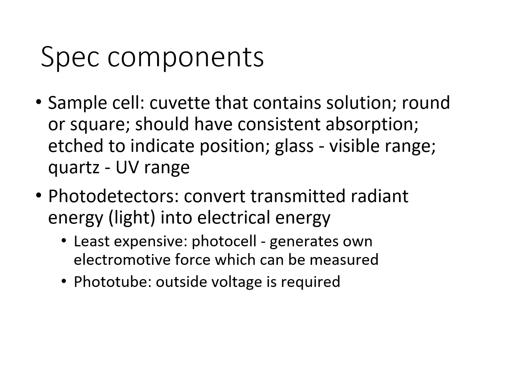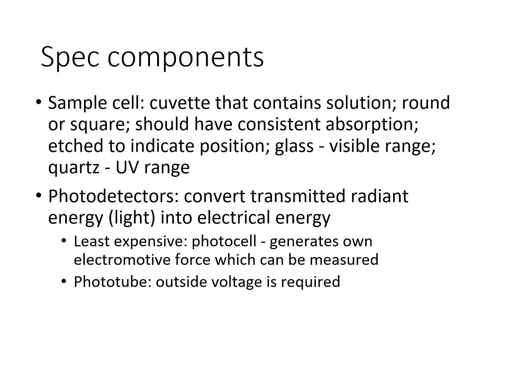All right, so sample cell and photodetectors in the spectrophotometer. The sample cell or the cuvette holds the solution that's being analyzed. It can be round or square in shape and must have a consistent absorption for accuracy. Often they are etched to mark a specific position for consistent placement. The material is going to depend on the wavelength. So glass is going to be used for visible light range, and then we'll use quartz for UV range since glass actually absorbs UV.